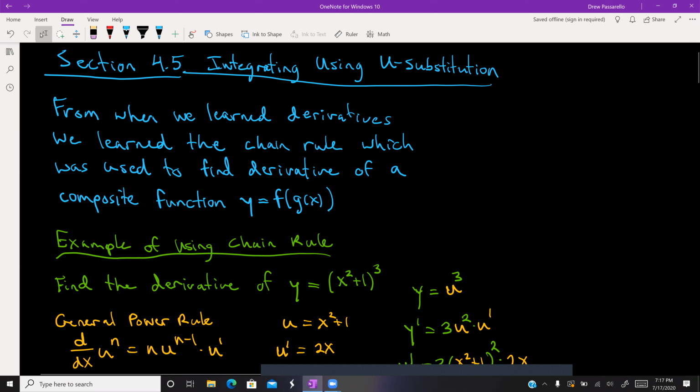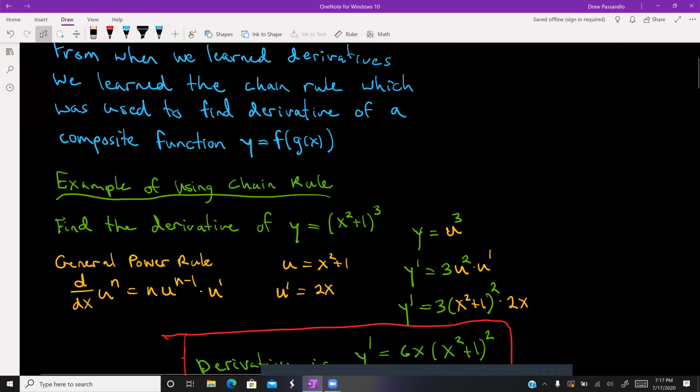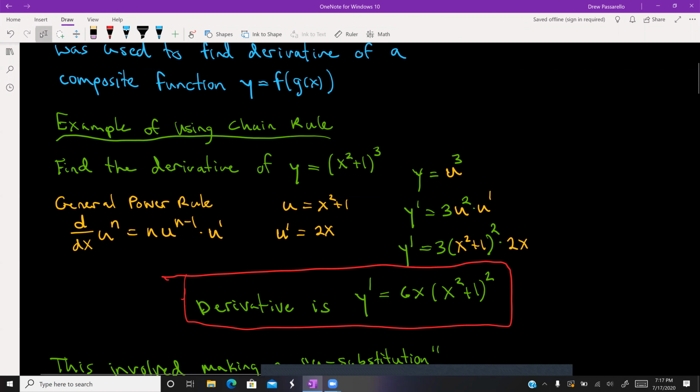So we've learned from derivatives that the chain rule was used to find the derivative of a composite function y equals f of g of x. And here's an example of using chain rule. Say you wanted to find the derivative of y equals (x squared plus 1) cubed. So we use chain rule as follows, and the particular rule that really is the chain rule is the general power rule. And so we let u be the portion that's inside parentheses, the x squared plus 1.